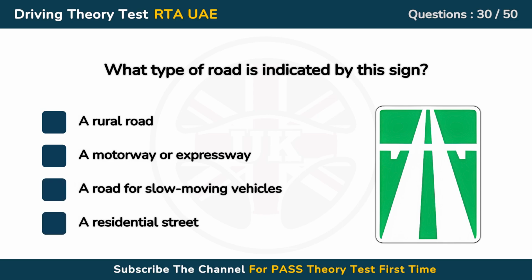A. A rural road. B. A motorway or expressway. C. A road for slow-moving vehicles. D. A residential street.